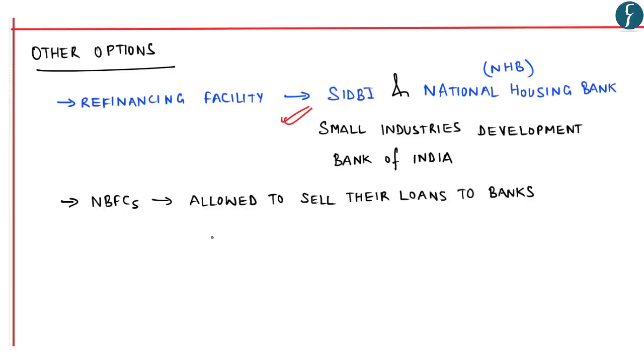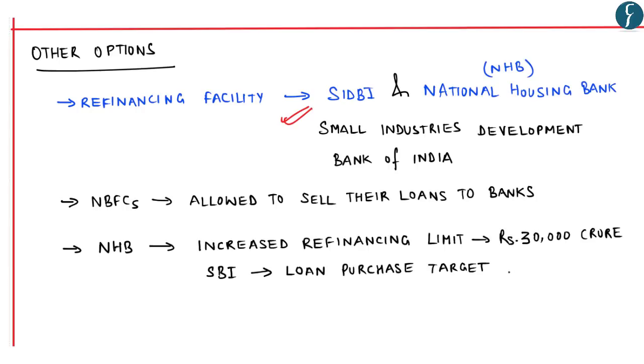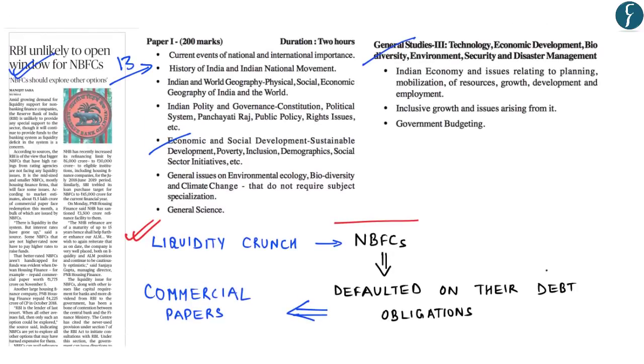So to ease the liquidity, the National Housing Bank has recently increased its refinancing limit to 30,000 crore. And even the State Bank of India has increased the loan purchase target from NBFCs to rupees 45,000 crore. This increment has been done for the current financial year. So the RBI is of the view that these NBFCs facing liquidity crunch must avail other options before coming to RBI. So this entire news, which says that RBI is unlikely to open window for NBFCs, becomes very important to understand in the ongoing financial crisis which these NBFCs are currently facing with respect to liquidity crunch.